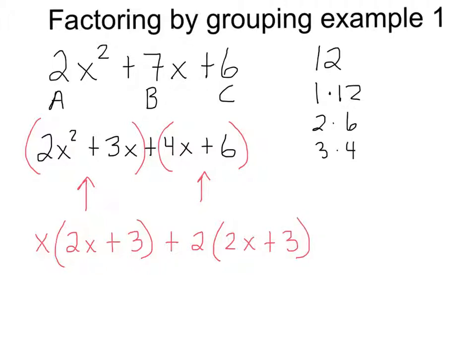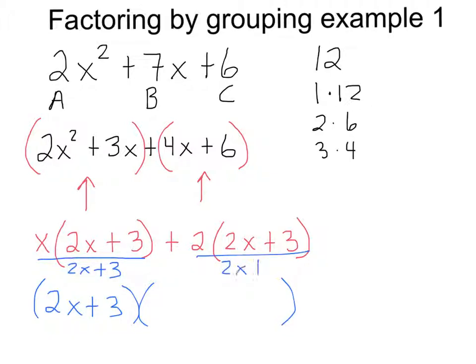Now what you should notice is both terms have a 2x plus 3. This term here has a 2x plus 3, and this term here has a 2x plus 3. So I can take 2x plus 3 out of this and 2x plus 3 out of this. So I'm going to write it as 2x plus 3. And now that I've taken it out, in other words, I divided this by 2x plus 3, and I divided this by 2x plus 3, so the 2x plus 3 canceled here and here.